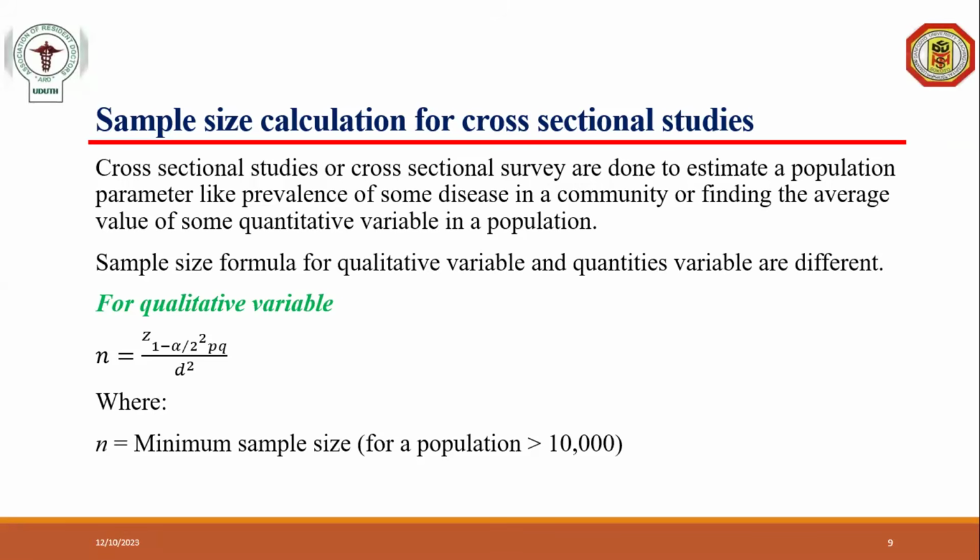But the community studies, the studies that are conducted in the community, usually have a population of greater than 10,000. So whichever type of population you are dealing with, you have to use this formula if your design is cross-sectional, and you are dealing with a qualitative variable.